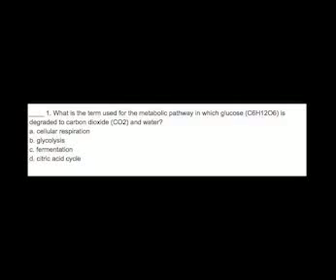Example 1. What is the term used for the metabolic pathway in which glucose is degraded to carbon dioxide and water? A. Cellular respiration, B. Glycolysis, C. Fermentation, or D. Citric acid cycle? The answer is A. Cellular respiration.